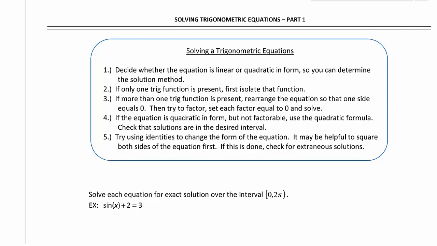You may have to use trig identities to change the form of the equation. It may be helpful to square both sides of the equation first, but remember, if you do that, you will have to check for extraneous solutions. Anytime we raise both sides to an even power during our solving process, we must check our answers. So you want to try to get a single trig function, and you need to make sure that your arguments are the same. All right, so let's try some.